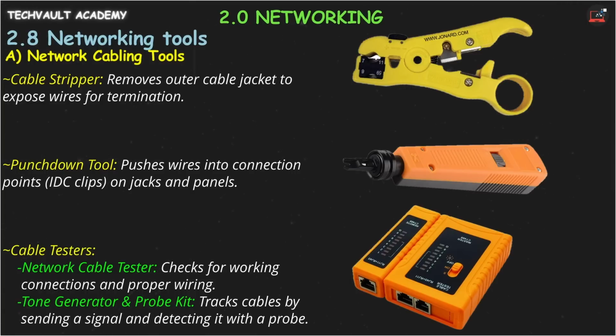Tone generator and probe kit, toner, probe, fox, and hound. Tracks down cables. The tone generator sends a signal through the cable, and the probe detects the signal at the other end, helping to identify specific cables and termination points.